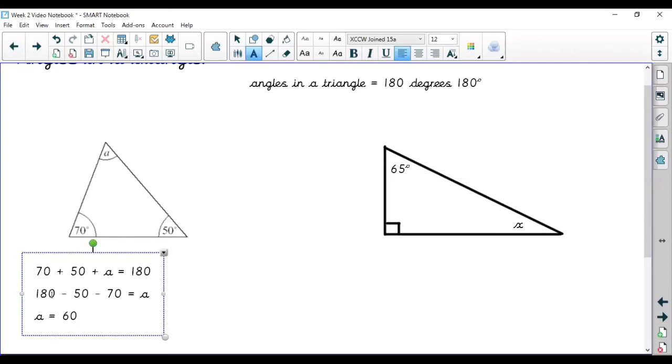And again, you can check that just by replacing the A with the 60: 70, add 50, add 60, equals 180.